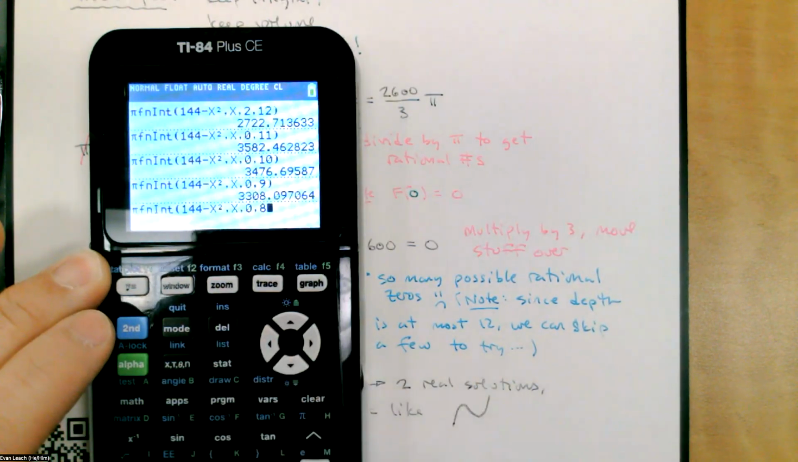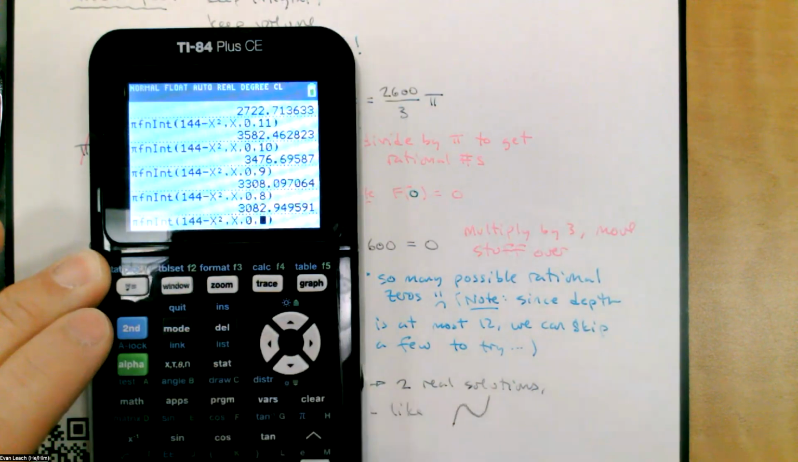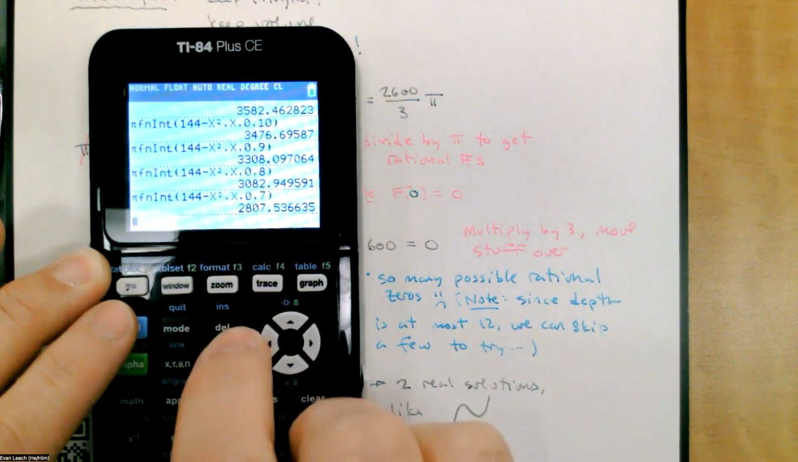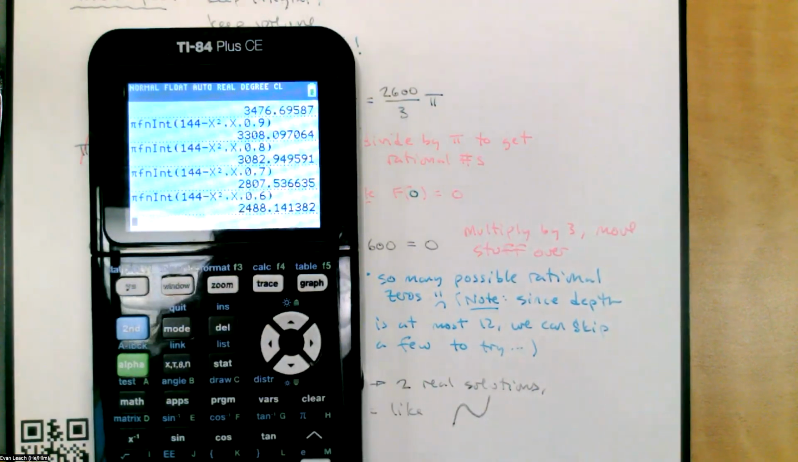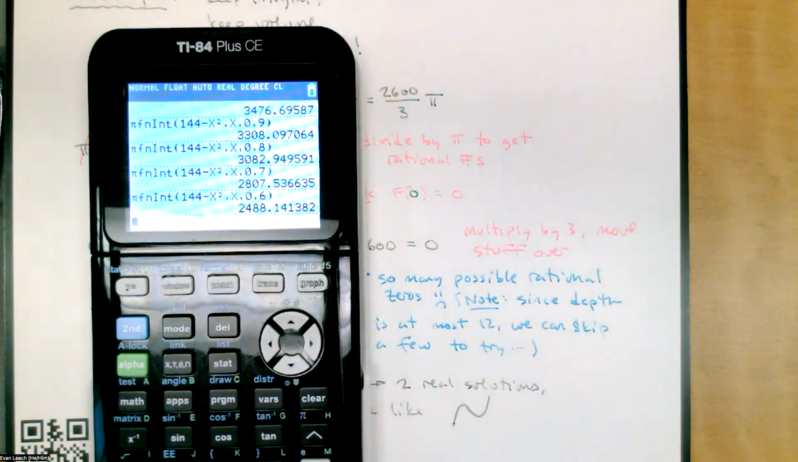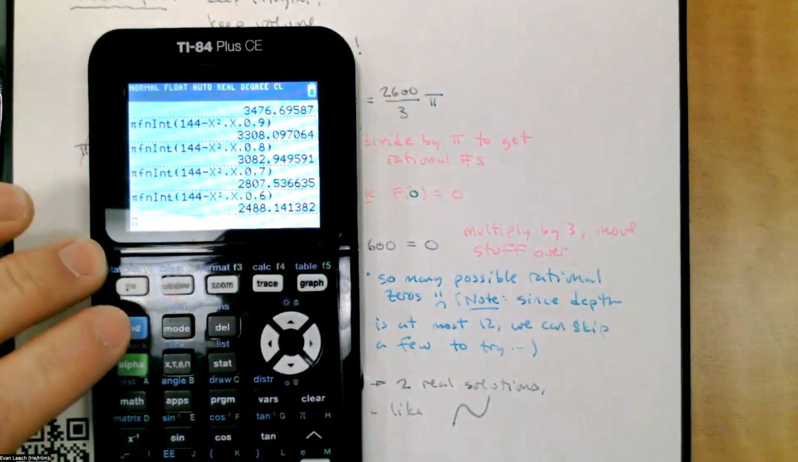Not going to be 8. I'm just going to keep going. I am literally just guessing now. We're getting close. And now we've surrounded it. Now we know the depth is somewhere between 6 and 7. We've got our first significant figure. It's somewhere between 6 and 7.